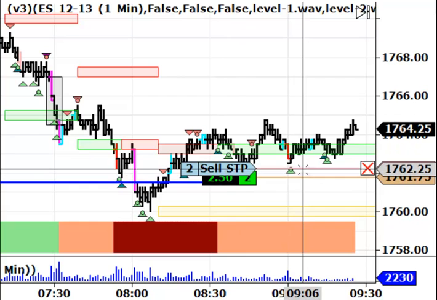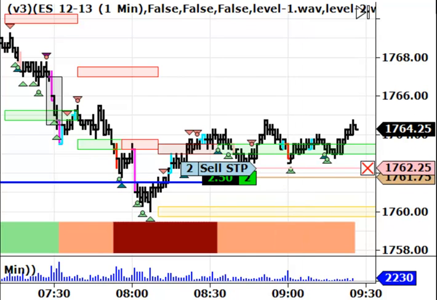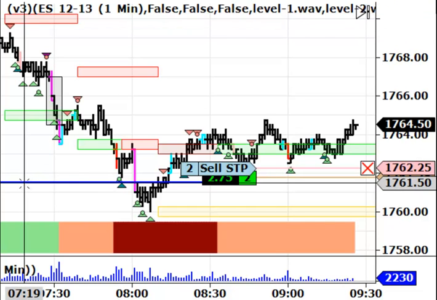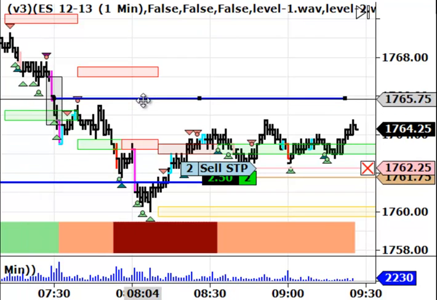So I'm going to move the stop up here a couple of ticks, just 2 ticks below that little dip. So I've got my stop in there at 62.25, so we'll make at least a couple of ticks on the final 2 contracts should the market turn around.